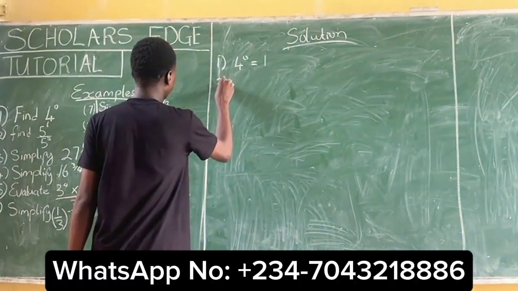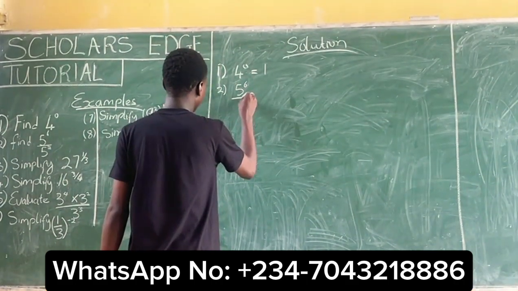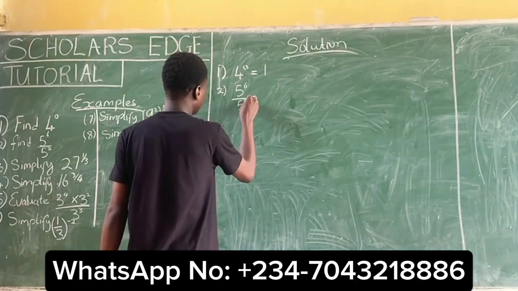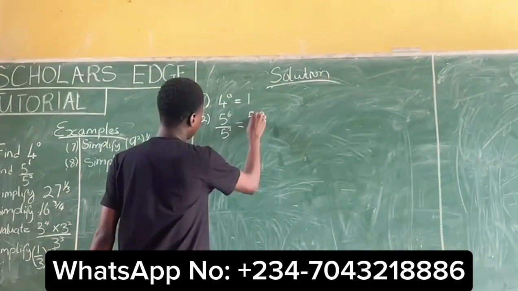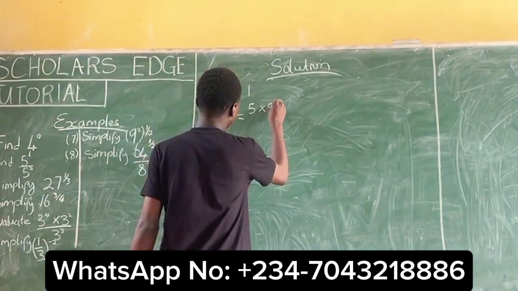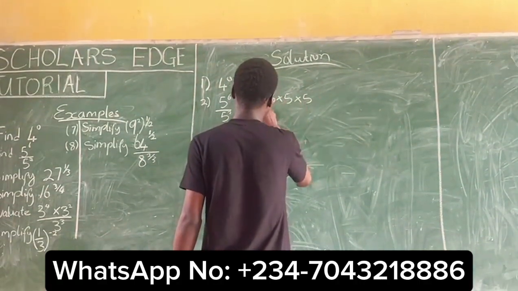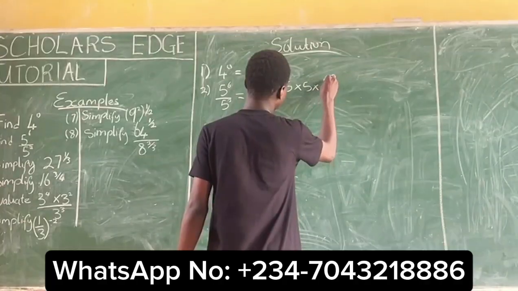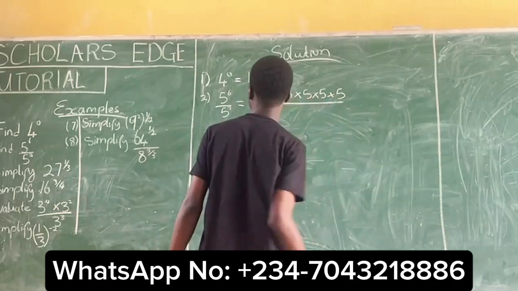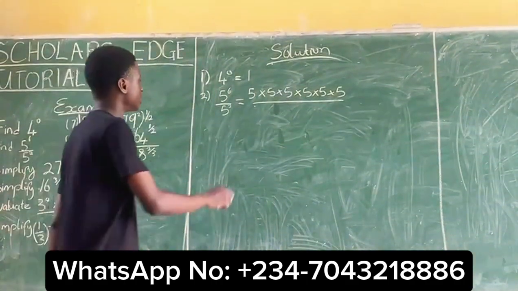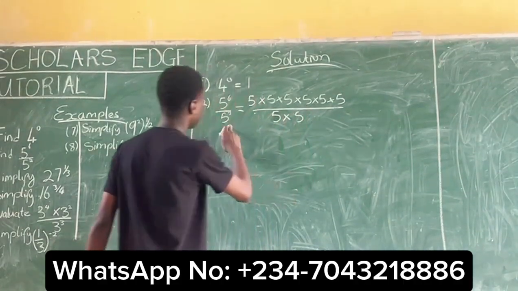For number 2, 5 to the power of 6 over 5 to the power of 2. That is 5 times 5 times 5 times 5, 1, 2, 3, 4, times 5 times 5, divided by 5 times 5, which is 5 raised to the power of 2.